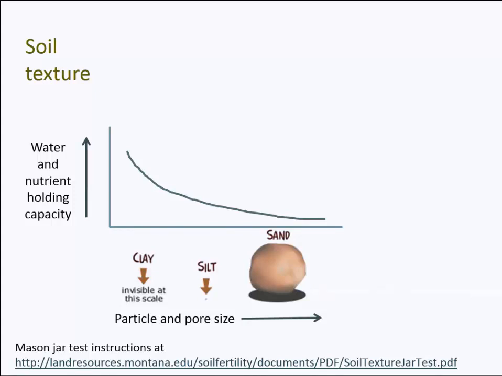If you're interested in the fraction of sand, silt, and clay on your farm, you can either send your soil in for a laboratory procedure called a hydrometer test, which measures texture, or you can measure soil texture yourself using a mason jar filled partway with soil and then adding some water, and the instructions for that test are shown at the bottom of your screen.